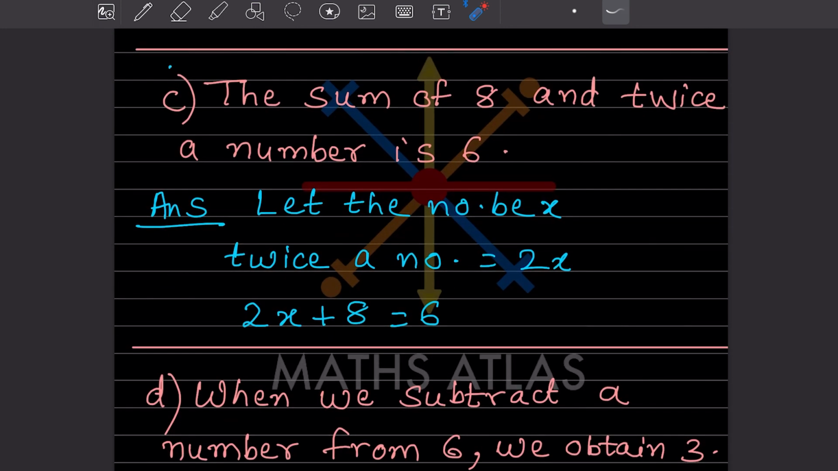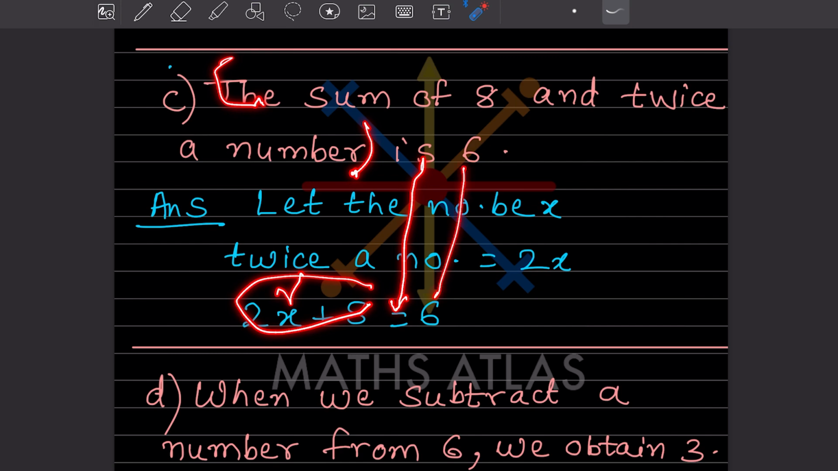Now look at the next question. It says the sum of 8 and twice a number is 6. We don't know the number, right? So let the number be x. Then twice a number means twice, we are going to multiply, that is 2 into x. Now let us read the sentence. Sum of 8 and twice a number: 2x plus 8. Is means is equal to, and this is 6.